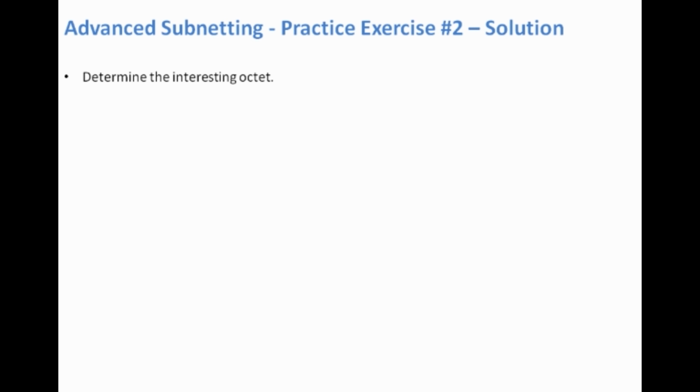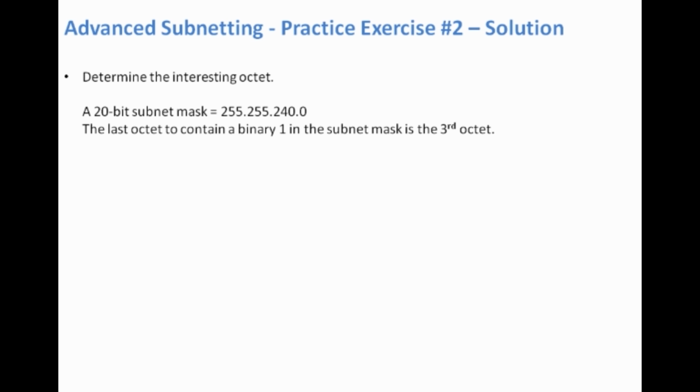The first thing we do is to determine the interesting octet. The interesting octet is based on the subnet mask, which with a 20-bit subnet mask is 255.255.240.0. What's the last octet to contain a 1 in the subnet mask? It's the 3rd octet. That's our interesting octet.